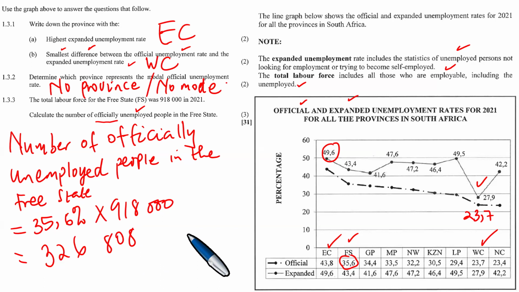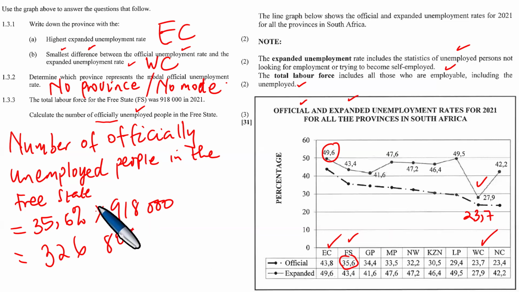35,6 times 918,000. I'm trying to check. What answer are you getting? 32680.